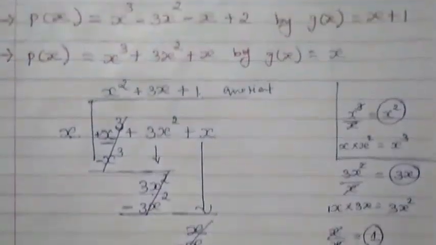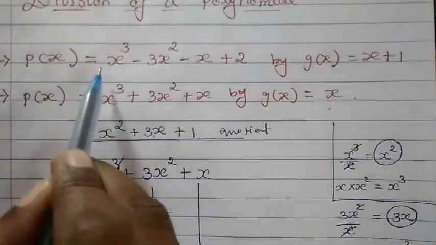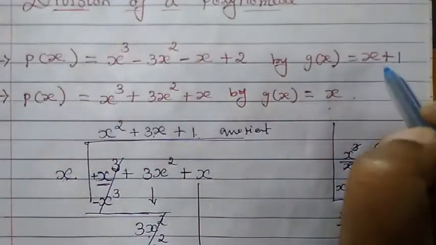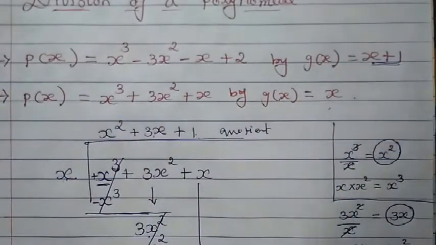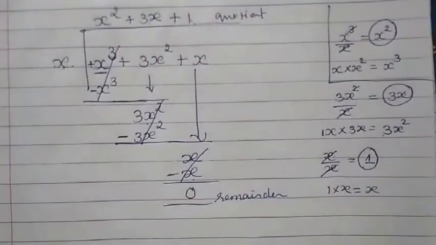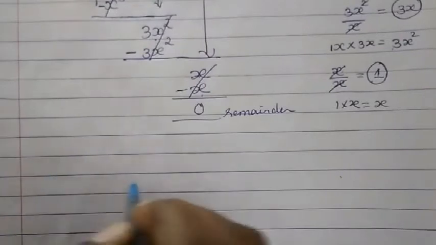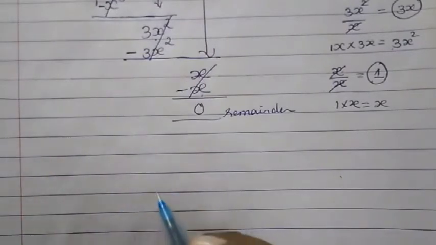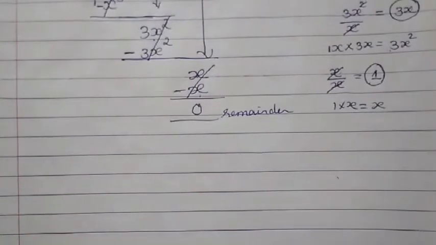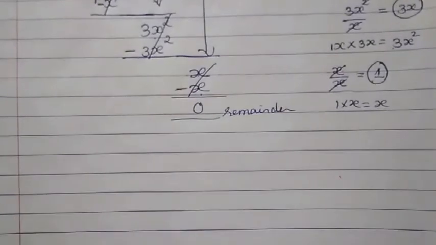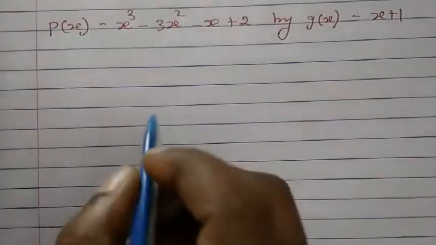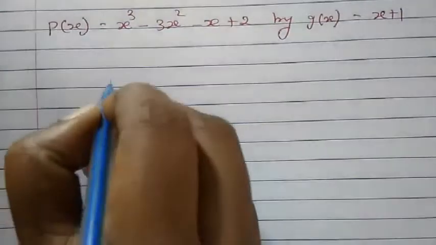So now let's try the second one. Now we'll see the second one, because here we have 2 terms. So let's see how to do it when there are 2 terms. So I'll write down here. I think this place is not enough. So let's write down here.